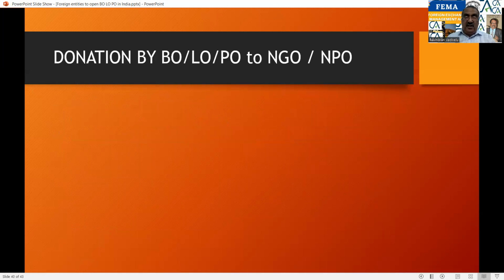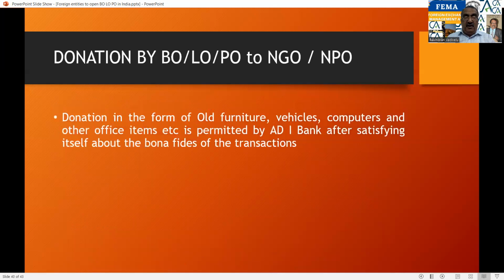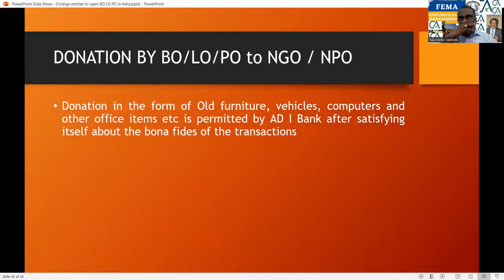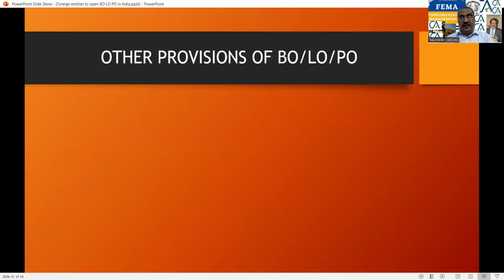Donation: is it possible to donate to an NGO or NPO? Donation not only in the form of cash, but also in the form of old furniture, vehicles, computers, and other office items, etc., is permitted by the authorized dealer after satisfying himself that it is a bona fide transaction. It should not be a bogus transaction.